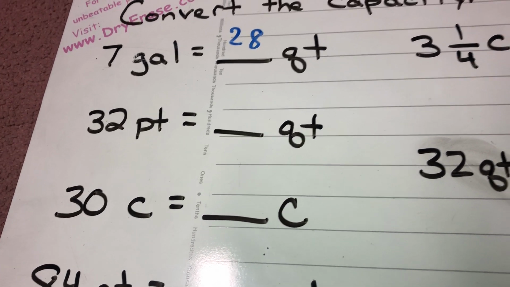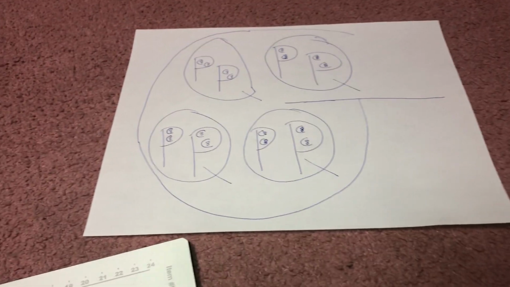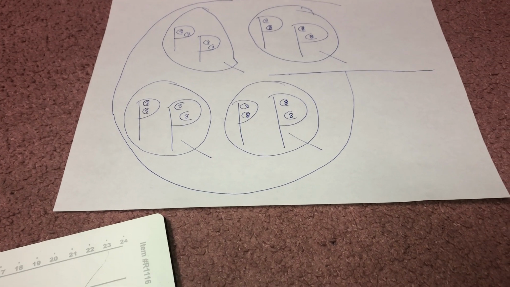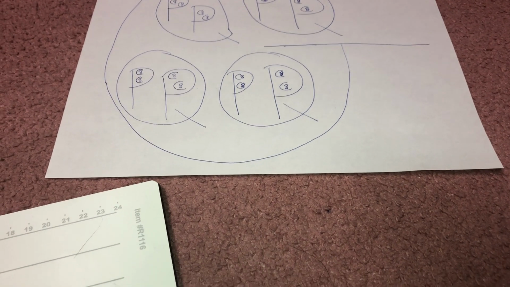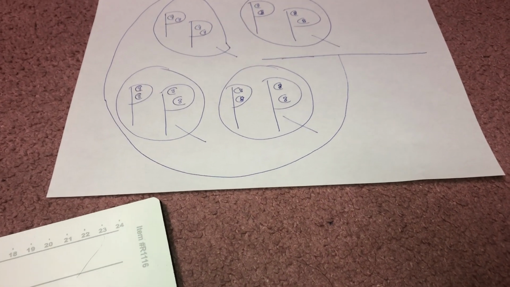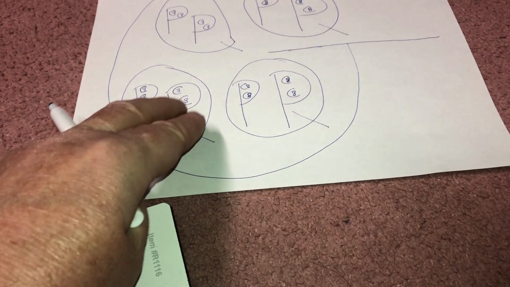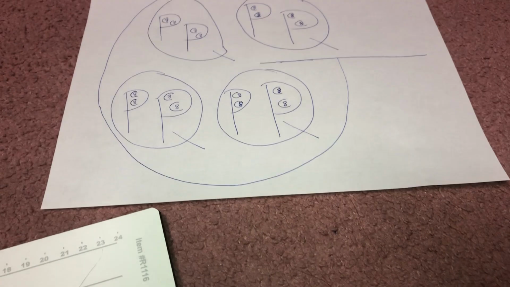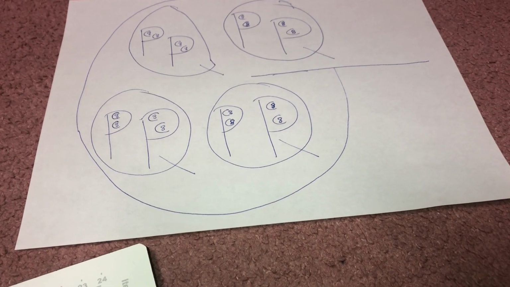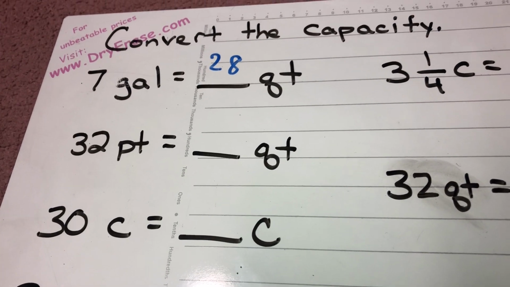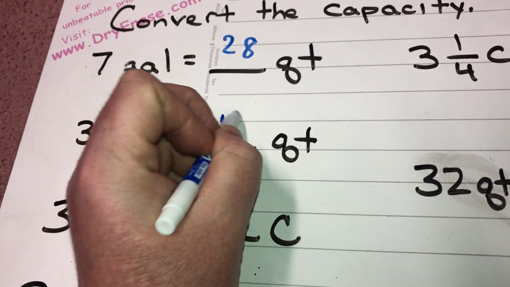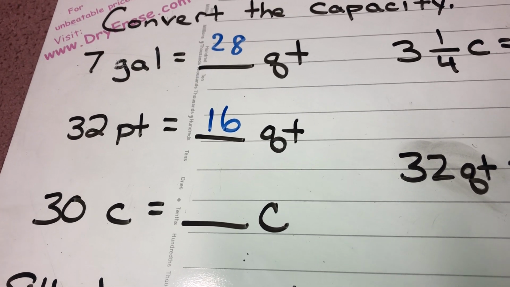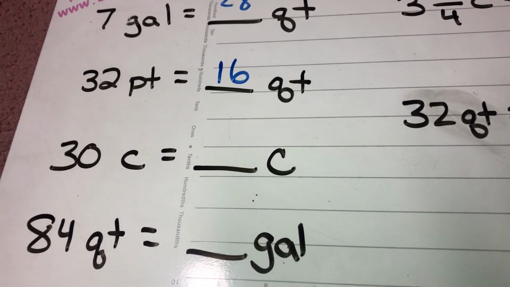32 pints equals blank quarts. Well, I see that 2 pints makes 1 quart. So if I'm going from pints to quarts, my measurement is getting bigger because 1 quart is bigger than 1 pint. So my number's getting smaller. So I'm going to divide. 32 pints, since it's 2 pints that make 1 quart, 32 divided by 2 is 16. 32 pints will make 16 quarts.